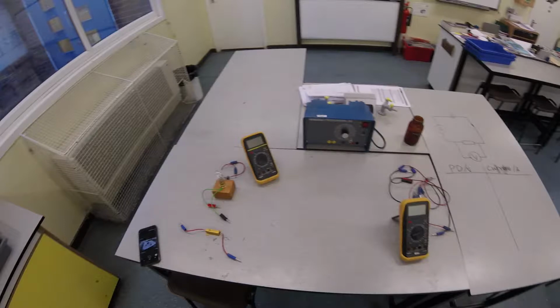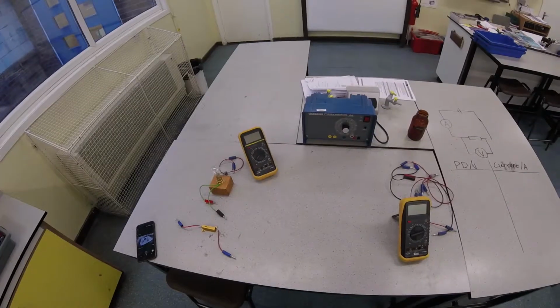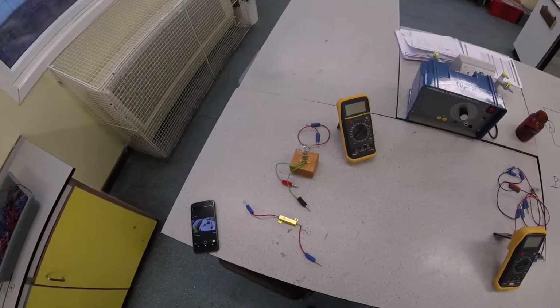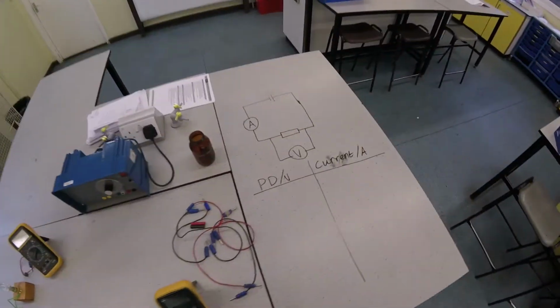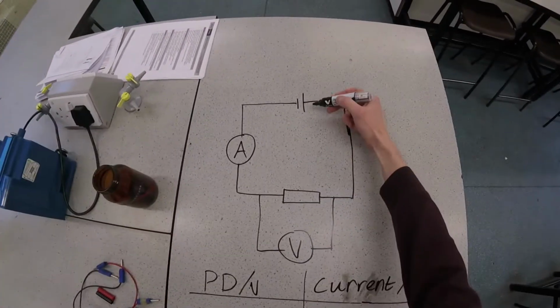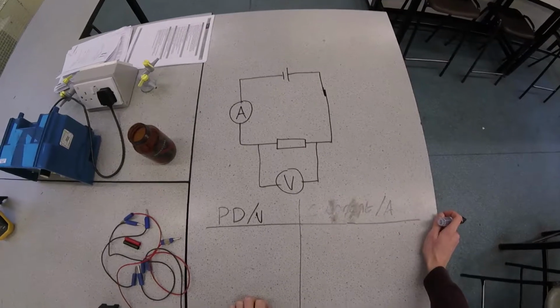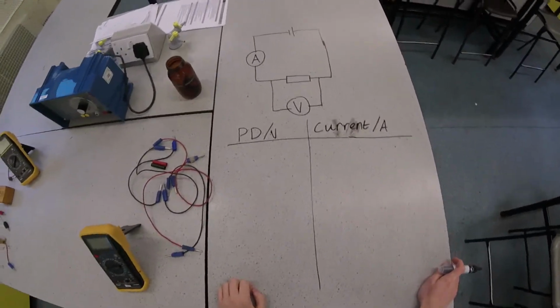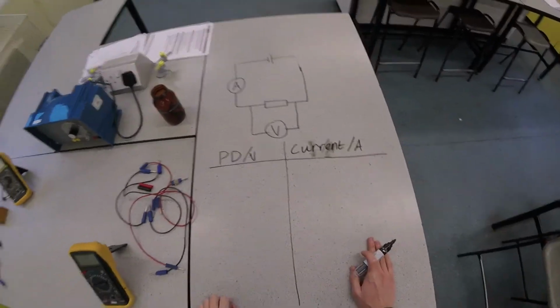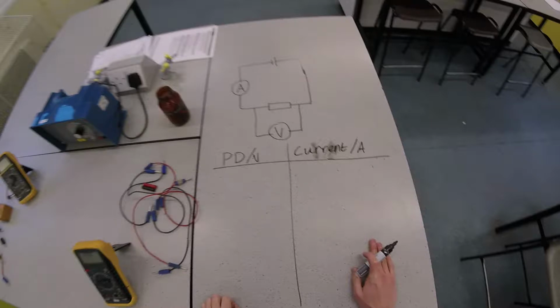So the whole purpose of this is to get some data so that we can plot some current-potential difference graphs to see how the current changes based on the potential difference we supply across the device. So the circuit diagram is right there. You can see it's just an ammeter and a resistor with a voltmeter across the component. We've got the table, with potential difference in one column and current in the other.